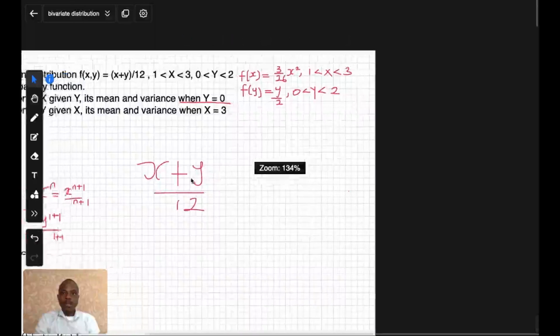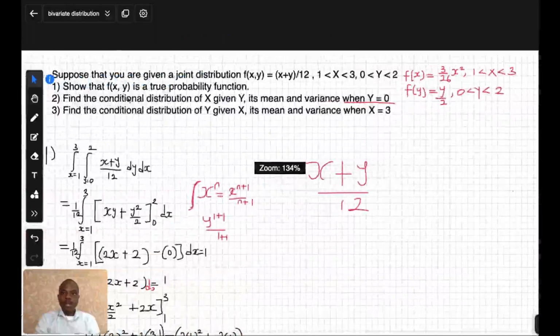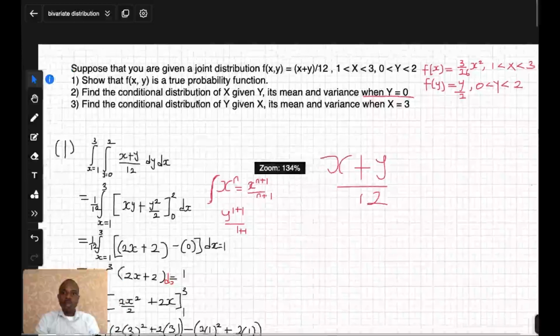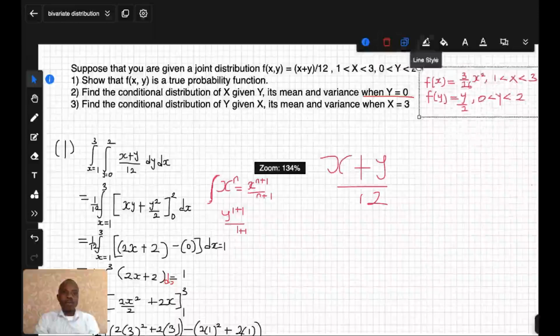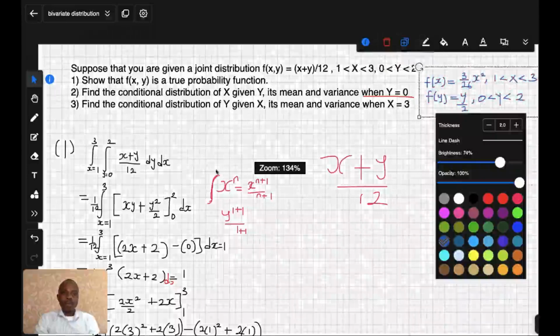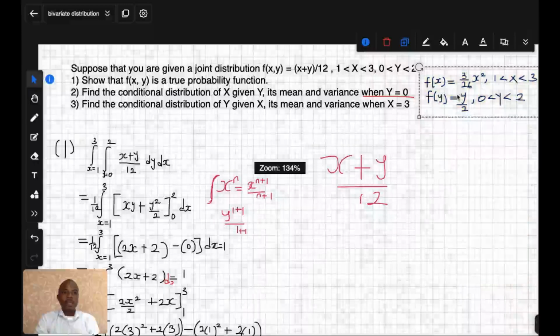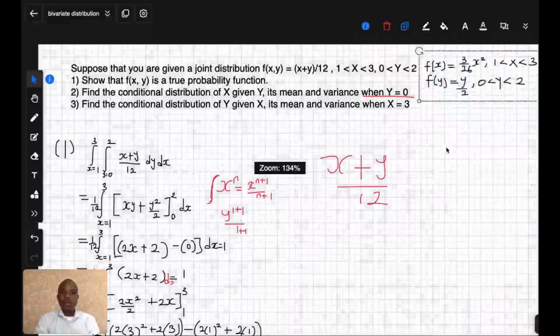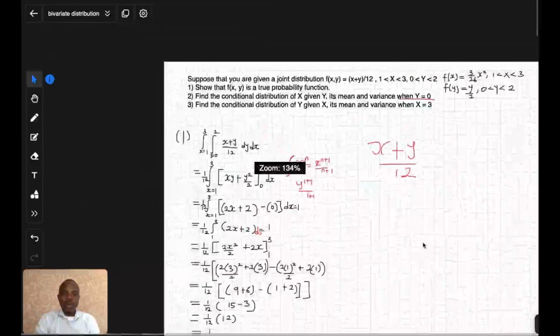Given a joint distribution, show that f of x comma y is a true probability function. We will now need to find the conditional distribution of x given y and y given x, given what I have here. So the question actually is complete when you have this. All right, so this is what we should have been given, all of this. Please note that's part of the question. Now, going back to what we're doing.